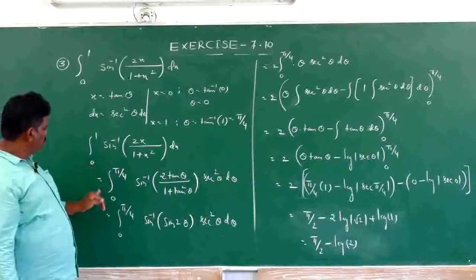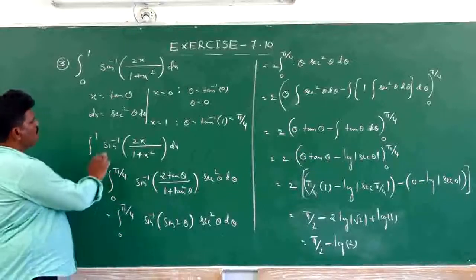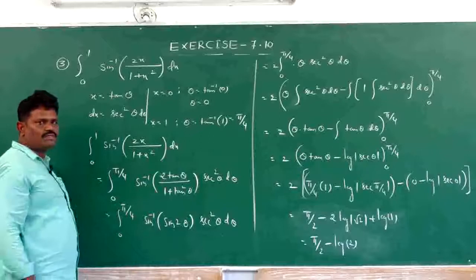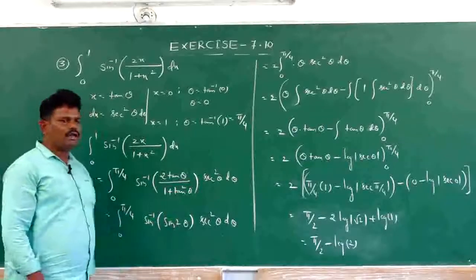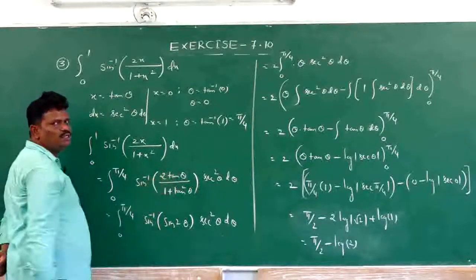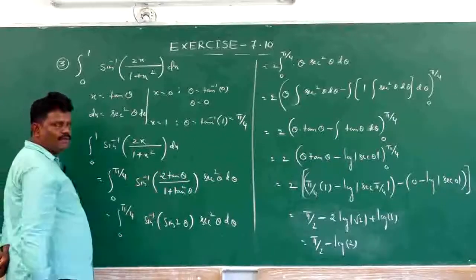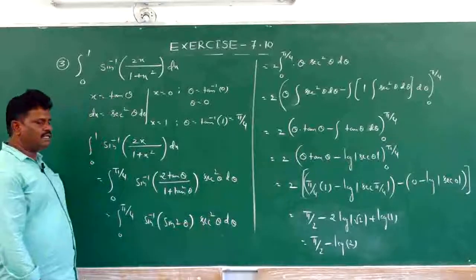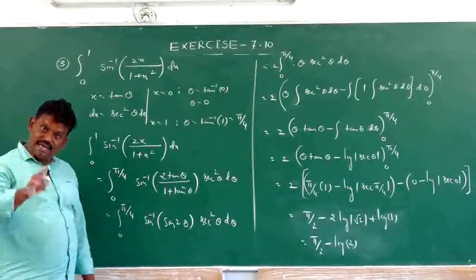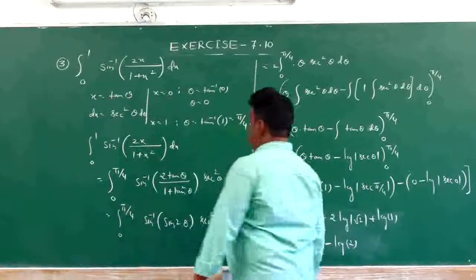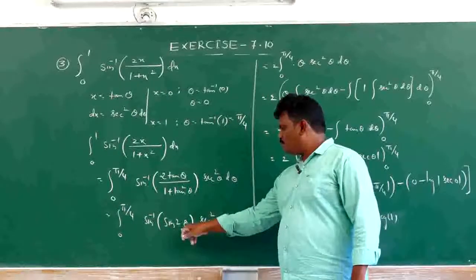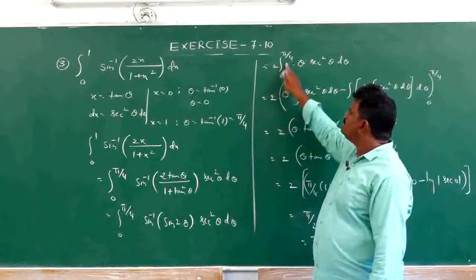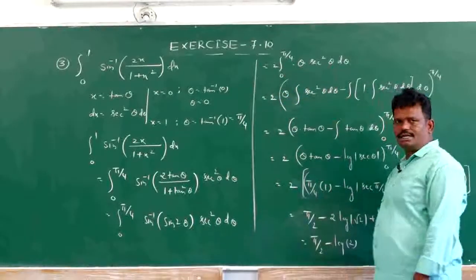Now these values we substitute in the given integral. 0 to pi by 4, sin inverse of 2 tan theta by 1 plus tan square theta, and dx is secant square theta d theta. Now by the formula sin 2 theta equals 2 tan theta by 1 plus tan square theta, this becomes sin inverse of sin 2 theta into secant square theta d theta, that is 2 theta. So integral 0 to pi by 4 of 2 theta into secant square theta d theta, that is 2 into integral 0 to pi by 4 theta into secant square theta d theta.